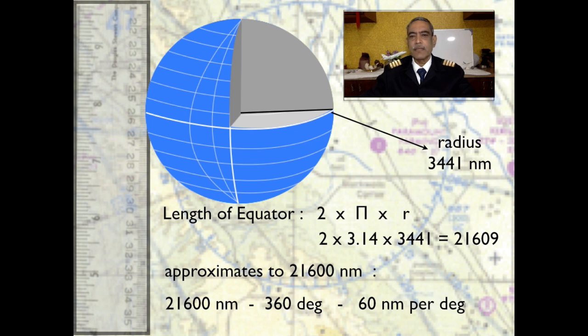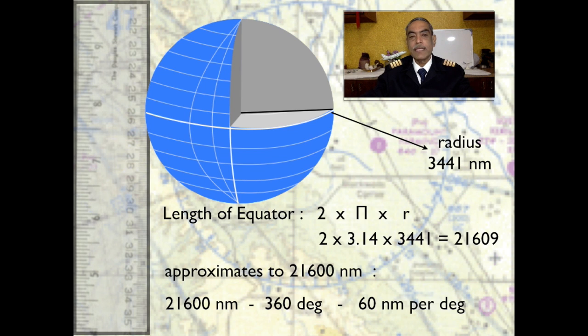The radius of the earth is about 3,441 nautical miles. So let's do some mathematical calculations. The length of the equator, that means the circumference, is 2 pi r, that is 2 into 3.14 into 3441. That works out to 21609 nautical miles. And as I have always been saying, it's not a perfect sphere. Therefore, this approximates to about 21,600 nautical miles. That means the surface circumference of the equator works out to approximately 21,600 nautical miles.